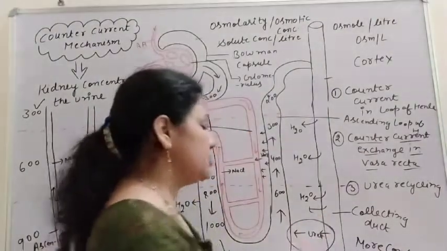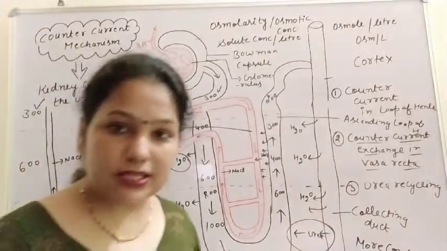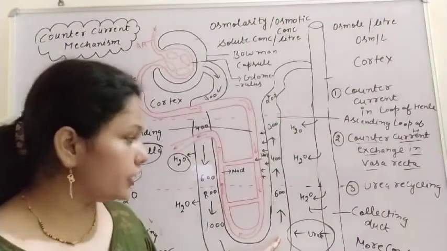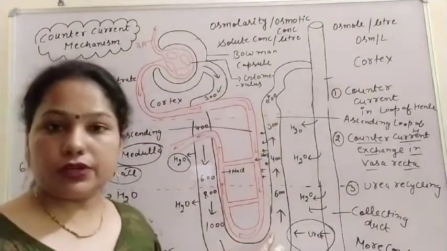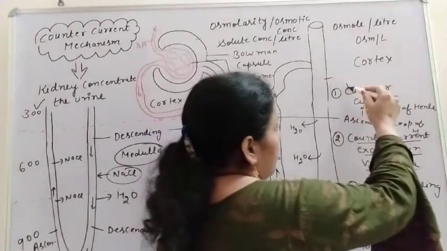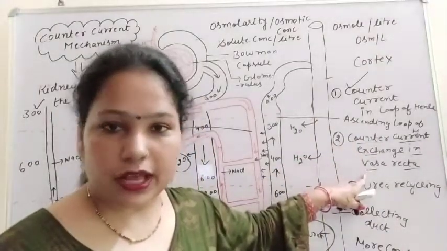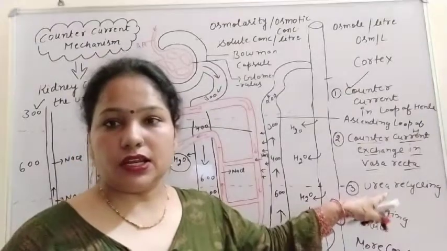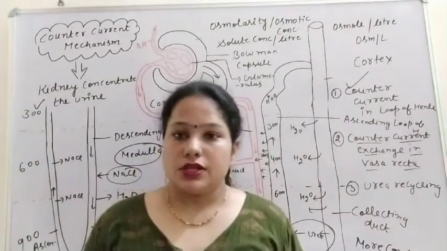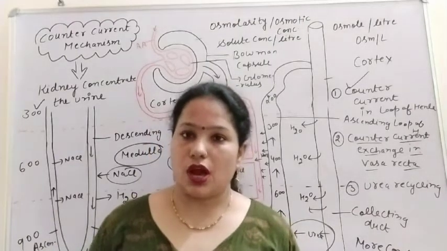So there will be the exchanging of this urea, and recycling. A small amount of urea is also present in this interstitial part, and some is secreted in this ascending loop of Henle. So it is the urea recycling. All these three mechanisms, counter current in the loop of Henle, counter current exchange in the vasa recta, and the urea recycling, all help to maintain the concentrated urine, or help to maintain the amount of water present in our body.